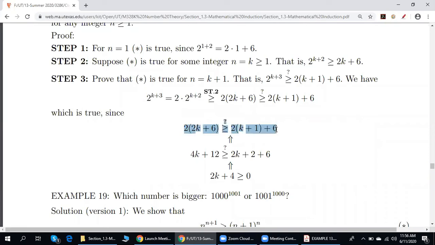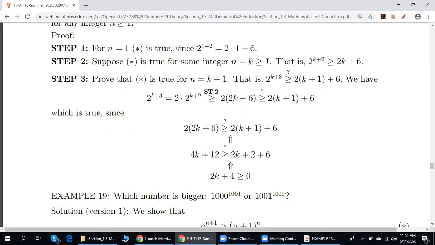We copy it here. We expand parentheses on the left. We expand parentheses on the right. Then, if we subtract 2k from the left and from the right, we'll get 2k here. Then, if we subtract 8 from the left and from the right, 2 plus 6 disappears on the right. 12 minus 8 is 4.